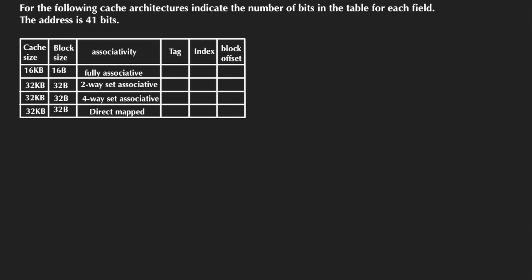The problem says, for the following cache architecture, indicate the number of bits in the table for each field. And they tell us that the address is 41 bits. Okay, so let's just start with the first row, the fully associative. I'm going to label that row F.